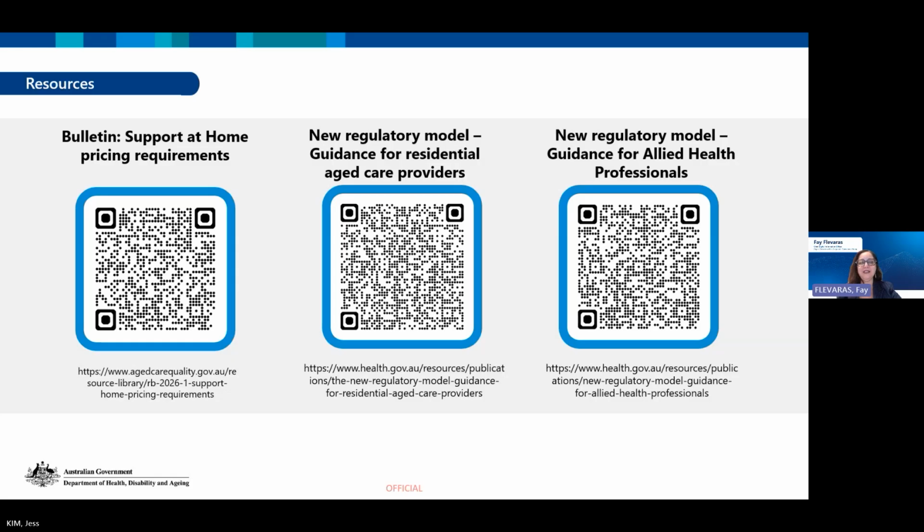And from the Aged Care Quality and Safety Commission, their first bulletin explains what providers need to do to meet their new Support at Home program pricing requirements. The bulletin also describes what actions the Aged Care Quality and Safety Commission can take if these requirements are not met. And the guidance for residential aged care providers outlines some of the regulatory changes affecting them under the new Act. And the last one there is updated guidance for the allied health professionals. So lots of us in the ecosystem with slightly different focuses. So where possible, pick up the information that is relevant to you.